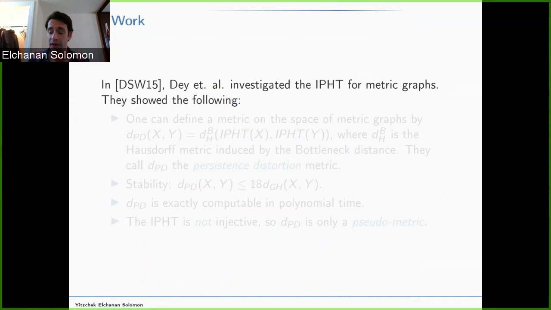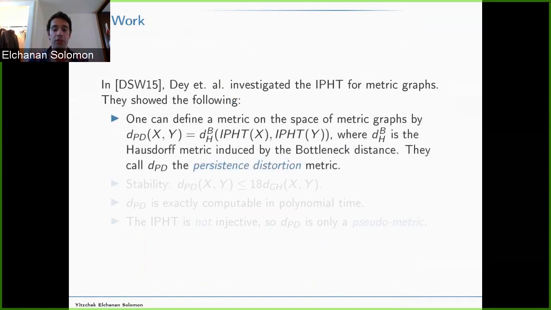So there is some prior work done here. This is by Day, Shun, Wang in 2015, and they investigated it in a slightly different focus from what Steve and my work, but it's very related. So one of the things they were interested in that paper, or the main focus, was defining a new distance on metric graphs, which is called the persistence distortion metric. And the way it's defined is as follows.